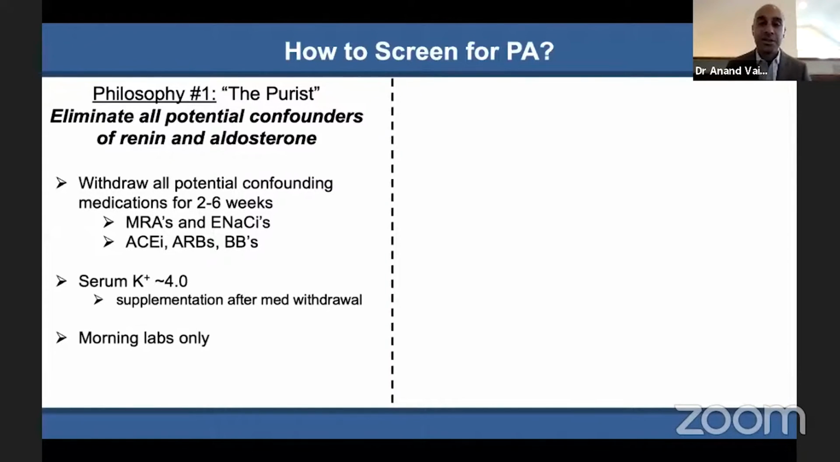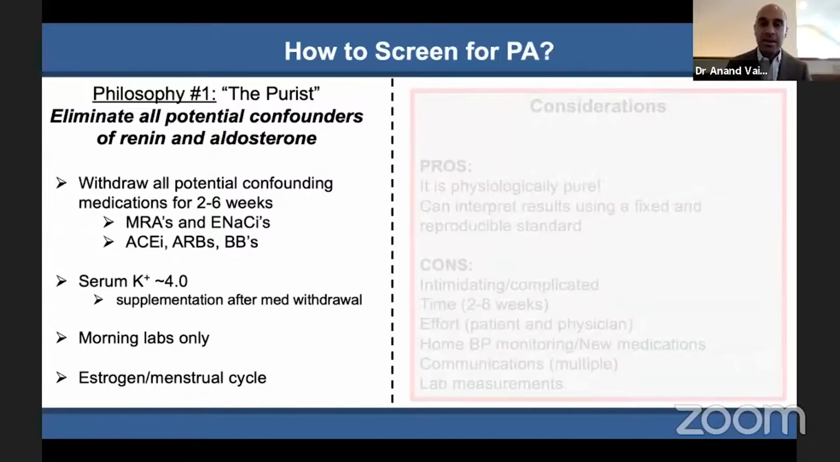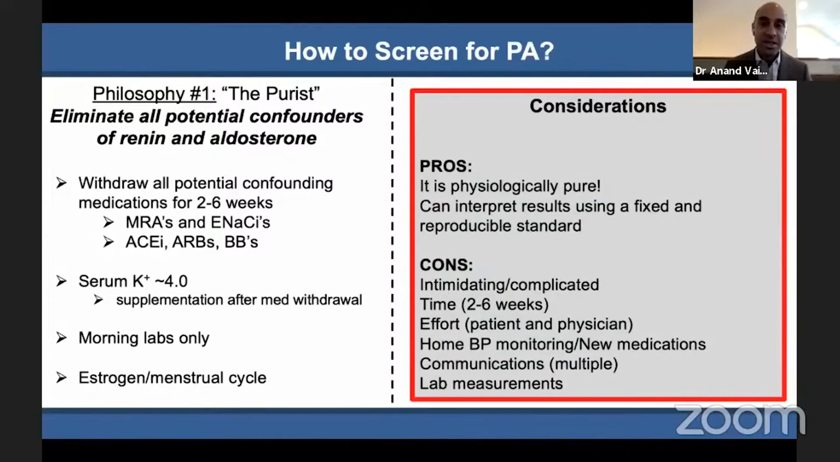You will check the aldosterone and renin first thing in the morning, not at any other time of the day, because you want to control diurnal rhythm. And some might even adjust estrogen products or time it to the menstrual cycle because that is a potential confounder. So the benefit of this approach is that it is physiologically pure. And if you consistently apply it, you can interpret the results in a fixed and reproducible standard, just like a research study would. The downsides are patients are not in research studies, and this is a very intimidating and complicated approach.